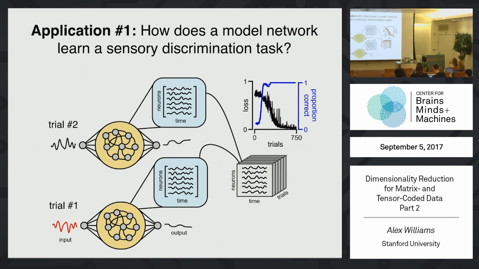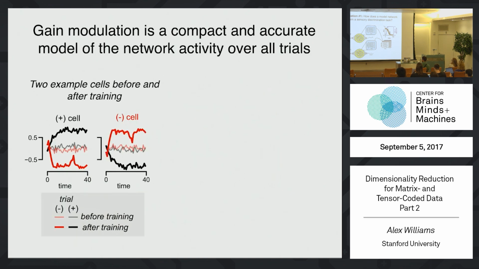So how did it go from totally random weights to something that actually performs this task? Interestingly, if you look at individual cells, you get the sense that this gain modulation hypothesis, which is what TCA is fitting to the data, is actually going to work quite well.